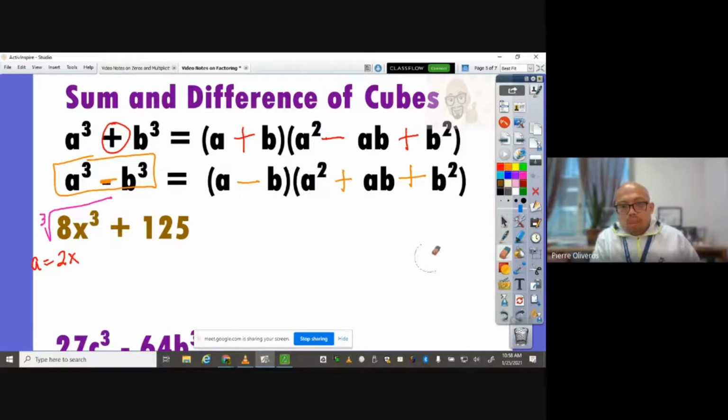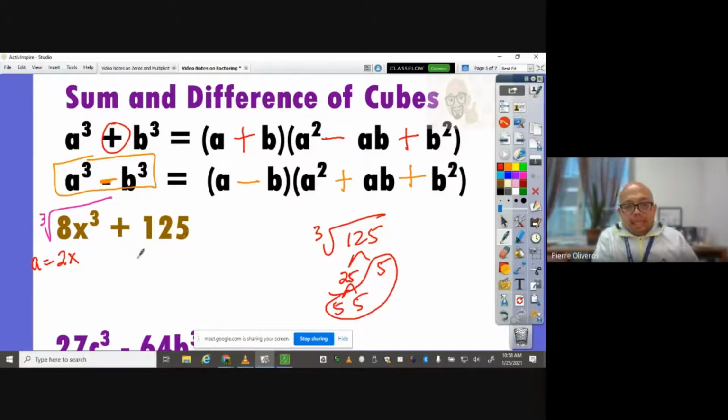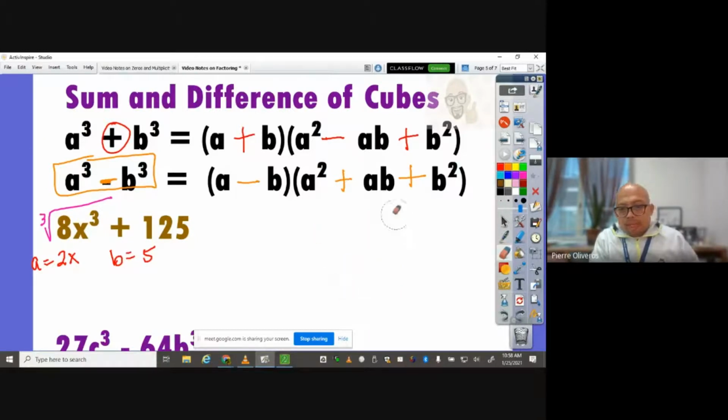What is the cube root of 125? Cube root of 125, split them into two. I'll pick there 25 and 5. 25 can be 5 and 5. That's a group of 5. That makes my b equal to 5. Once you know your values of a and b, you can apply the formula. Since this is a plus, I'm going to use the sum, which is the first one here.